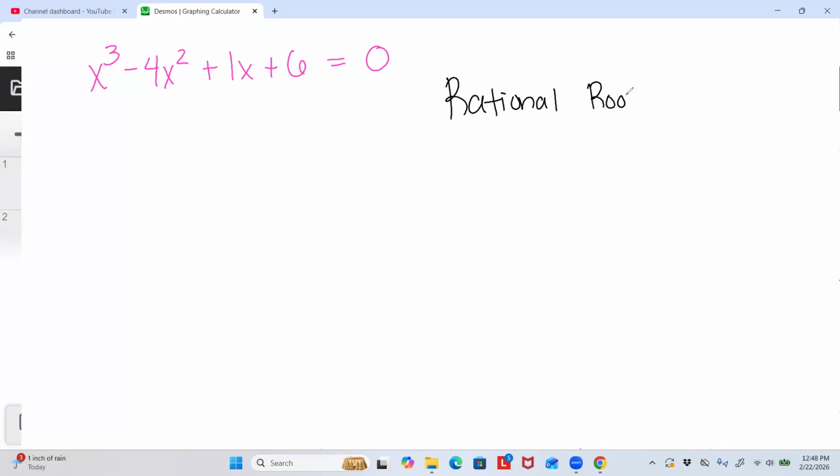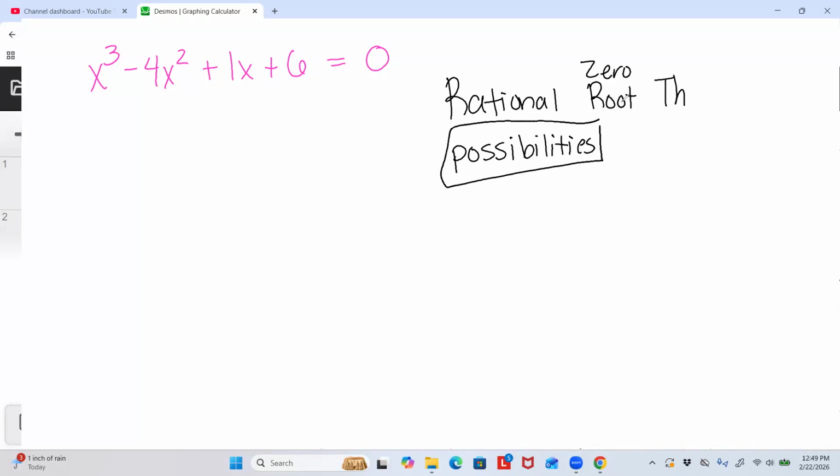It's sometimes also called the rational zero theorem, to find our possibilities. Okay, so I think I have another video on that. If not, there's many on YouTube. But this is saying if you have a polynomial equation, which we do, set to 0, which it is, if this thing has rational answers, they come from the back number.